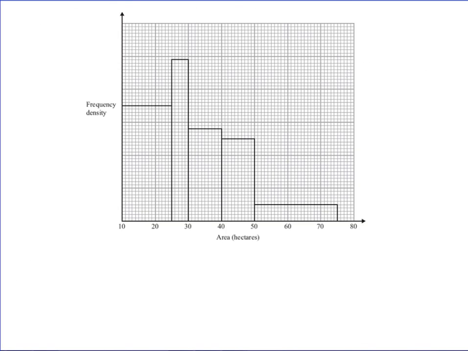Question 13 is always your histogram that's been drawn. Now we're told certain information here, so we're told that you've got 285 farms, and work out an estimate for the number of these farms with an area greater than 38 hectares. This is worth 3 marks. So 38 hectares. So what can we do? Well, there's a few different ways of doing this. If you know you've got 285 farms, the area is worth 285 farms.